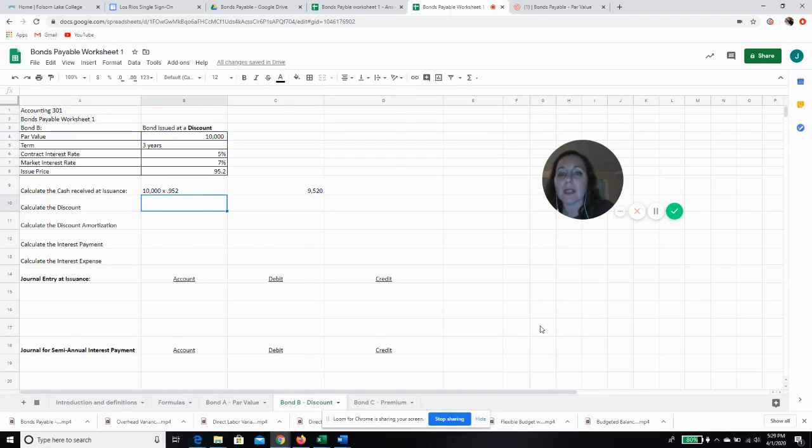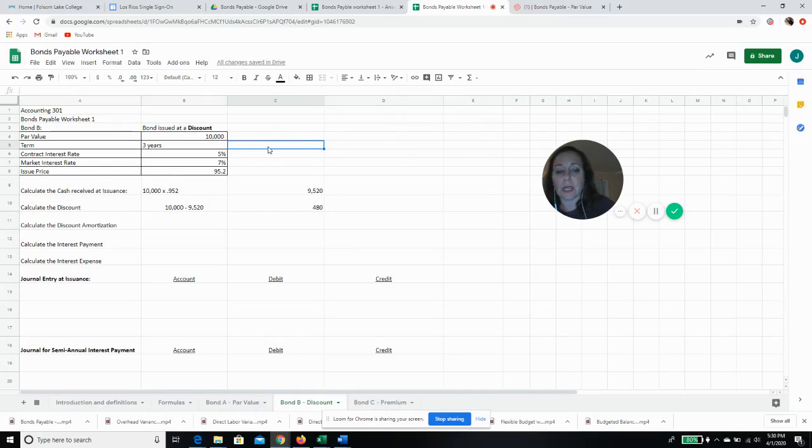All right, so when we calculate the discount, we take par value minus the amount of cash we're going to receive. And that is $480, our discount. All right, now we have to calculate the discount amortization. In order to do that, we need to know how many interest payment periods we have. Remember, we're assuming for all of our examples semi-annual interest payments, meaning we pay twice a year.